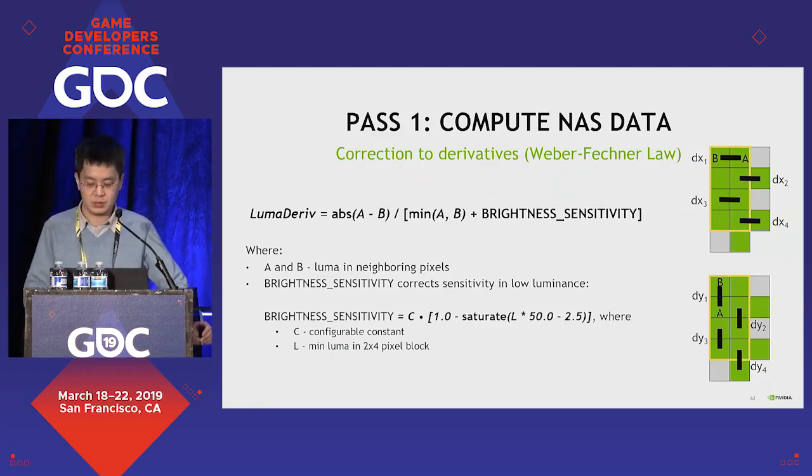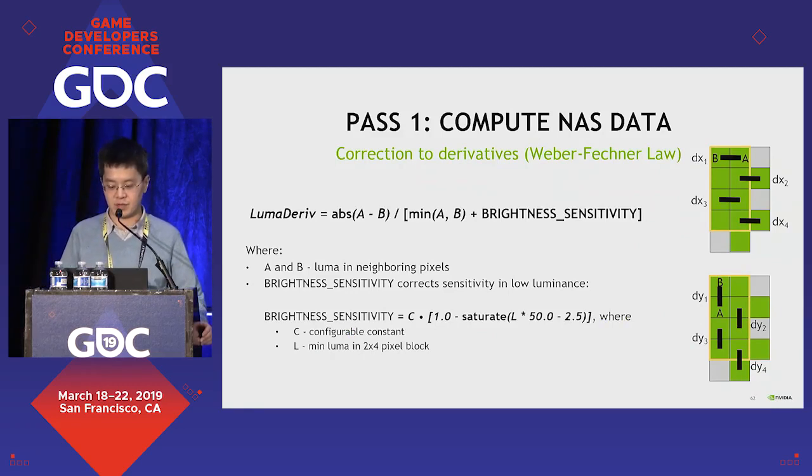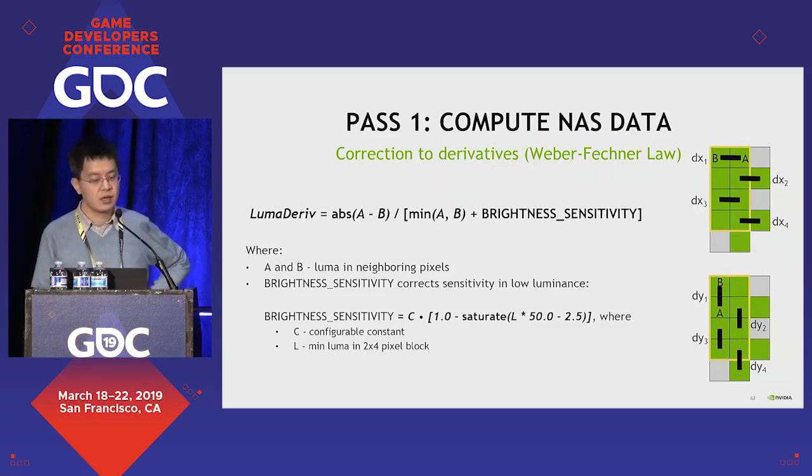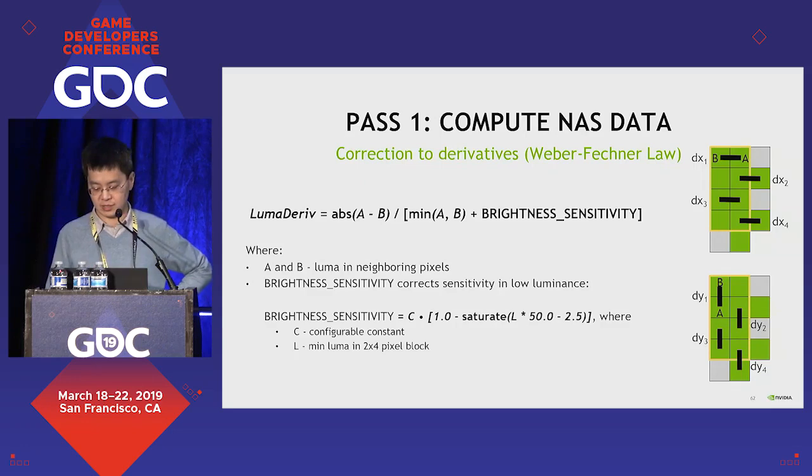And remember, we need to correct the sensitivity of the error estimate using the Weber-Fechner law. Here, we divide the luma derivatives by the minimum luminance of the pair plus the brightness sensitivity term. The brightness sensitivity term corrects the sensitivity on the lower luminance end, where the Weber-Fechner law no longer holds. And this term has a configurable constant, and it also depends on the minimum luminance of the block.